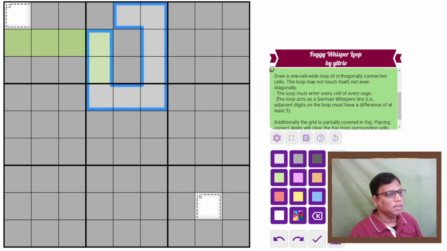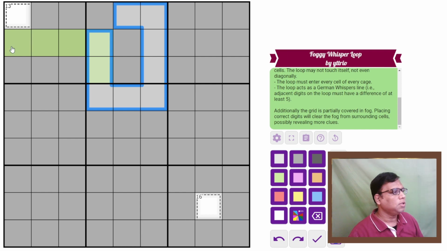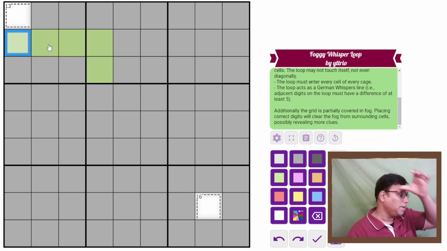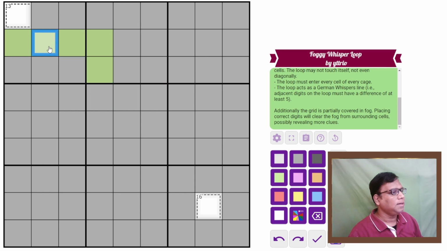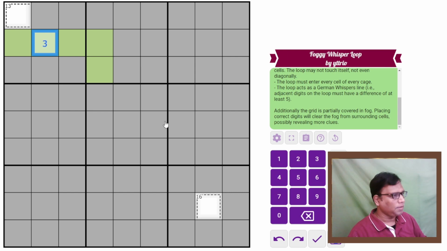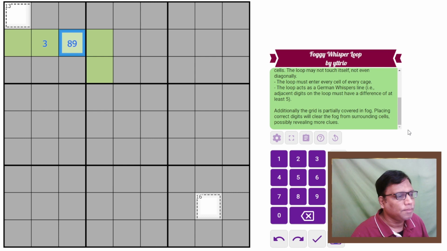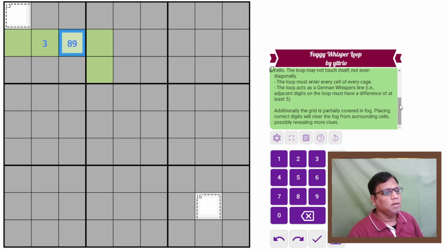So that should not happen, not even diagonally. The loop acts as a German whisper. The adjacent digits on the loop must have a difference of at least five. Whatever the loop is, we should make sure that consecutive digits have a difference of at least 5. For example, if this is 3, then this must be either 8 or 9, which is 5 away from 3. So that is one thing.